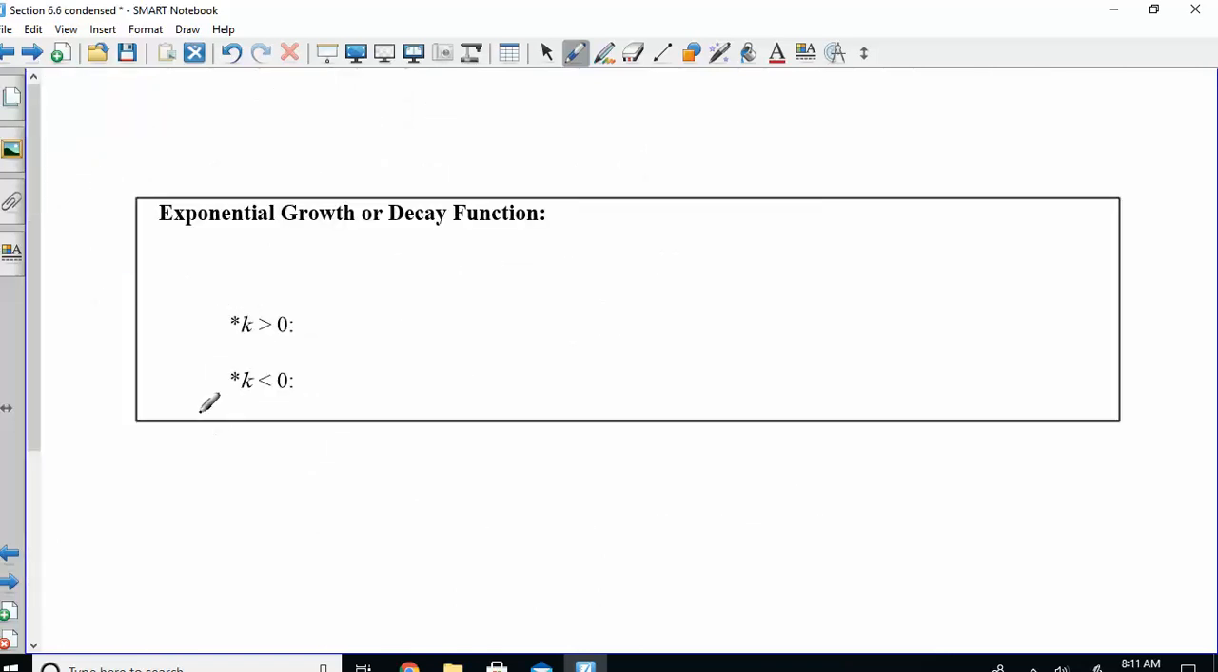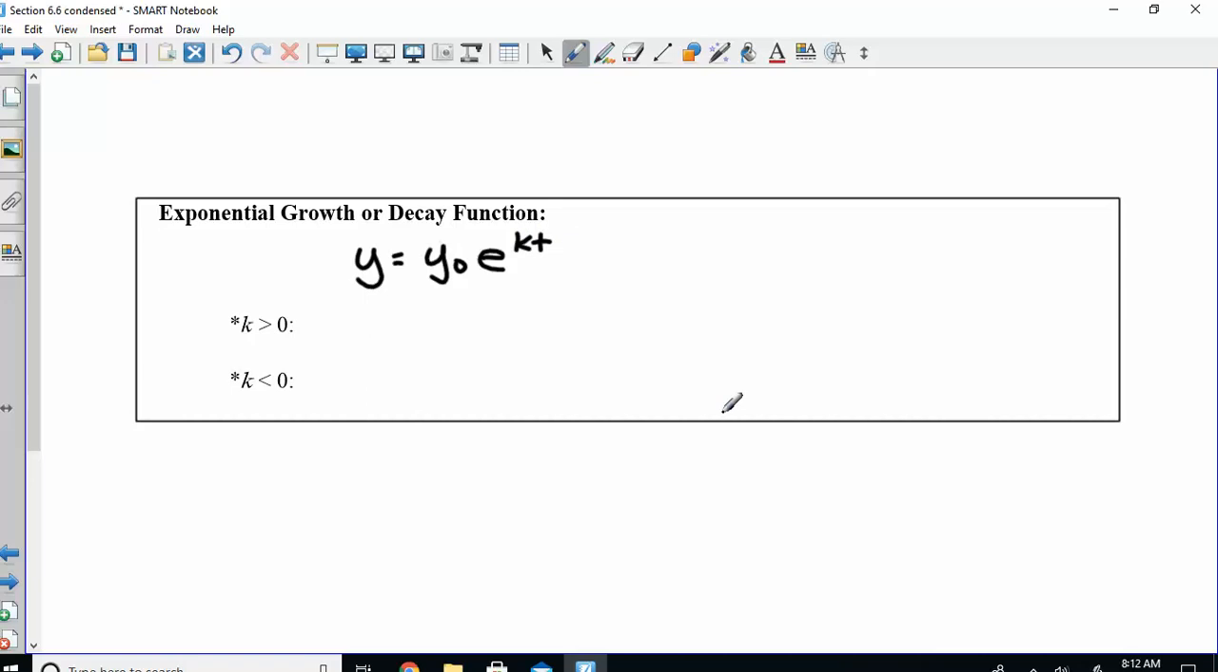Okay. Let's look at our next thing I want to talk about. Exponential growth and decay. So this is referring to how things change over time, how the amount of something changes over time. And the formula for this is y equals y sub 0 e to the kt.